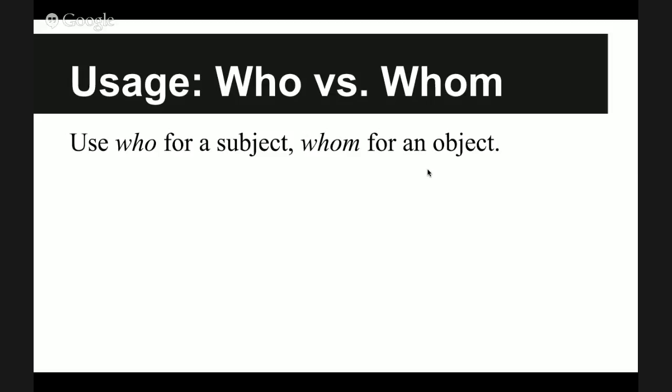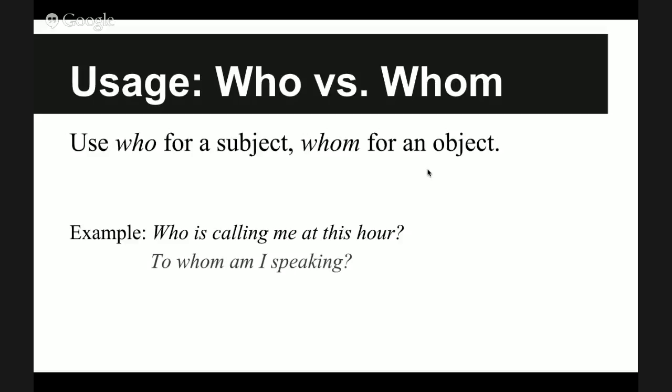Let's take a look at some examples. "Who is calling me at this hour?" is a correct usage of the subject pronoun who. So who is doing the action of this sentence? What is the action of the sentence? Calling. Notice that there is the object pronoun me. So I am being acted upon in this sentence. But who is the actor? This unknown person. Who is calling me? So it would be incorrect to say "Whom is calling me at this hour?" It would be correct to say "Who is calling me at this hour?"